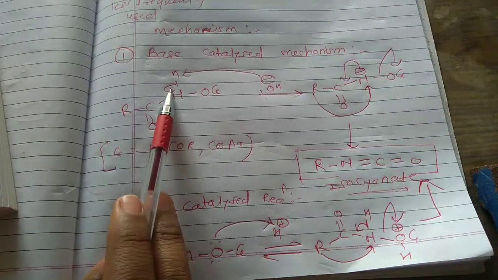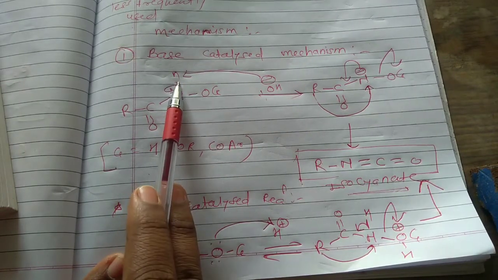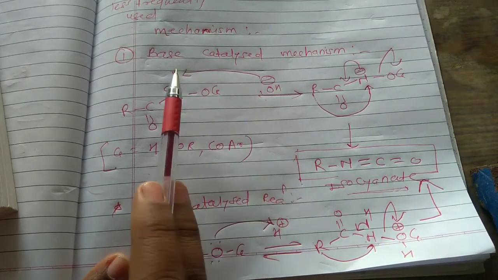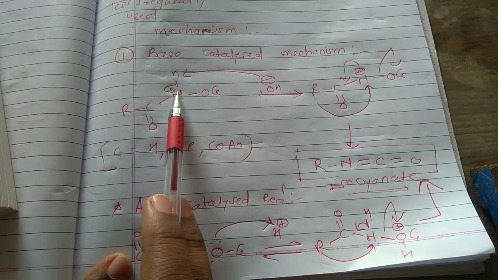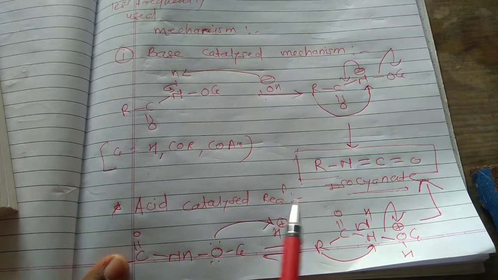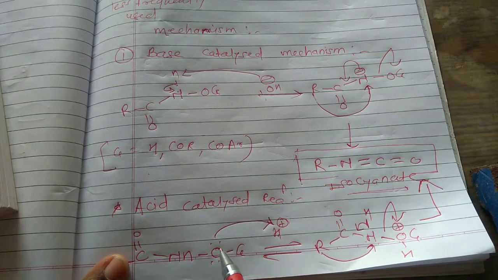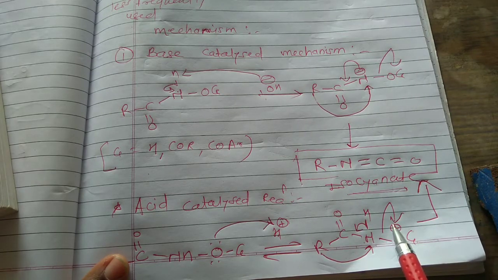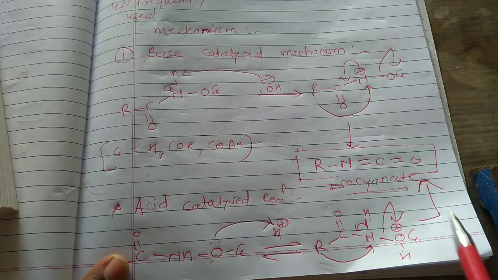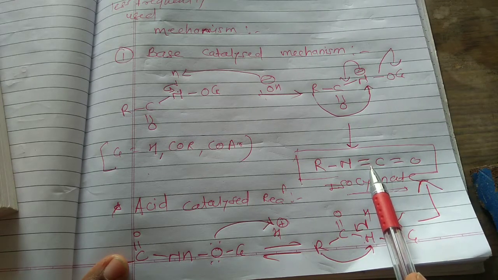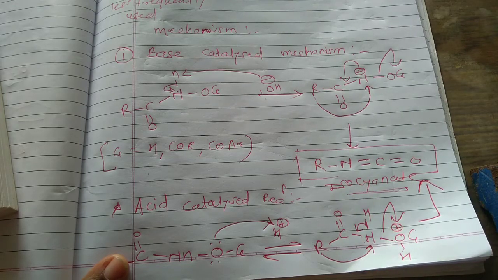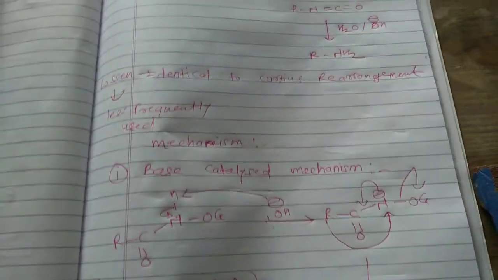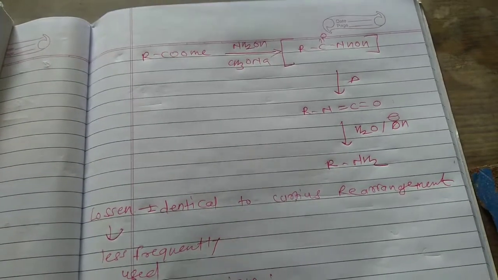But in the base catalyzed reaction, the hydrogen is abstracted by the base, and this hydrogen is of the nitrogen. In the acid catalyzed reaction, the acid, that is the H plus ion, is abstracted by this oxygen. Okay, and the oxygen becomes positively charged, and then by rearranging there is a removal of the OGH group and a formation of the isocyanate. Okay, this is the Lossen rearrangement reaction we learned today.